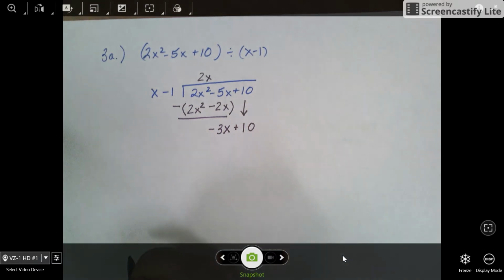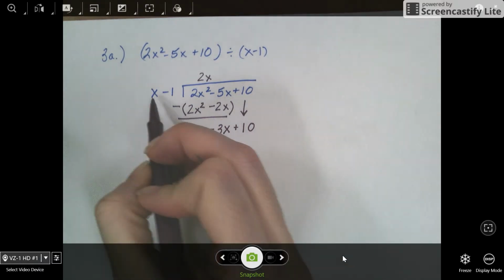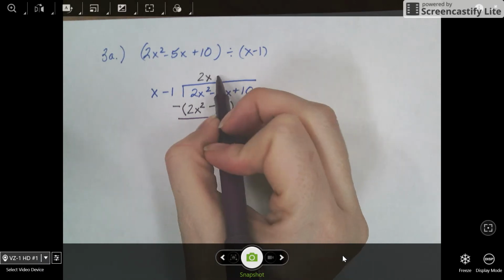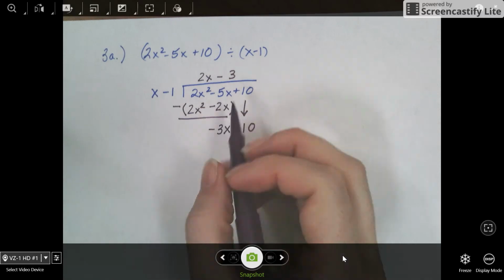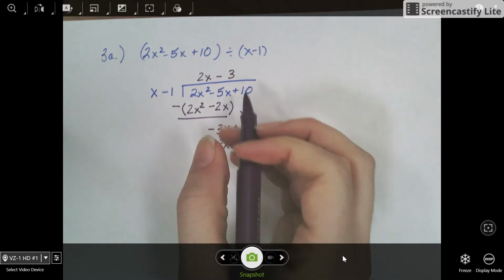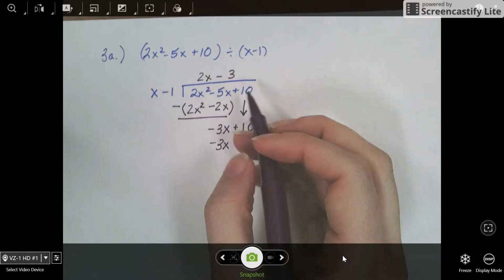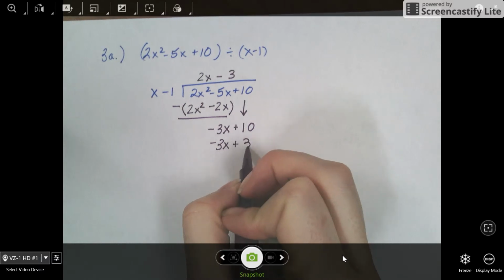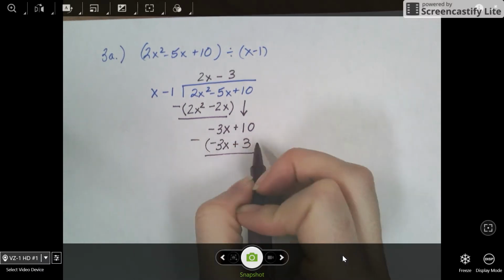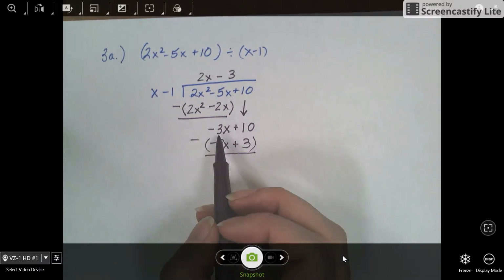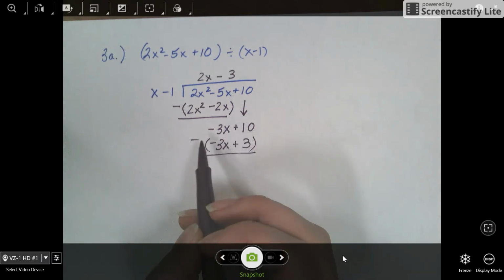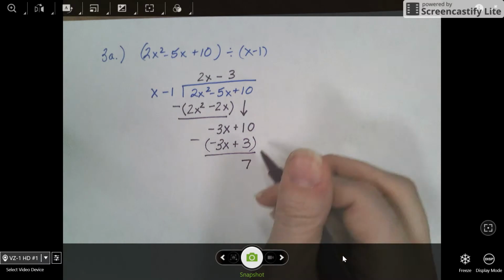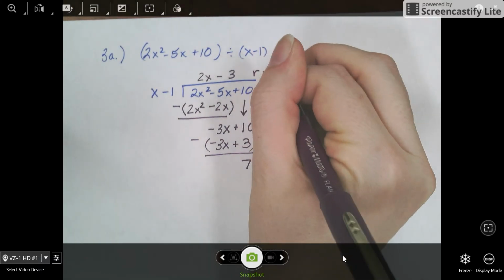And then I repeat the process again. X goes into negative 3x negative 3 times. And then I can multiply my negative 3 times x. And I can multiply my negative 3 times negative 1. And again, this whole thing is going to be subtracted. So I have a negative 3x minus negative 3x. It cancels out. And 10 minus 3 is 7. So I have a remainder of 7.